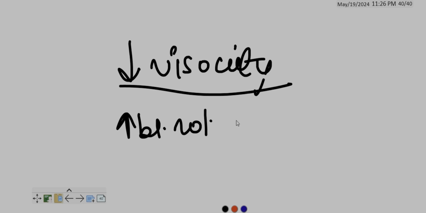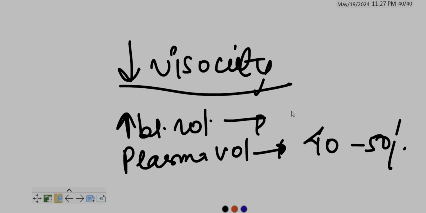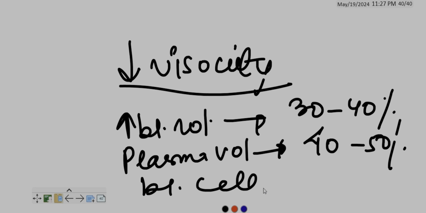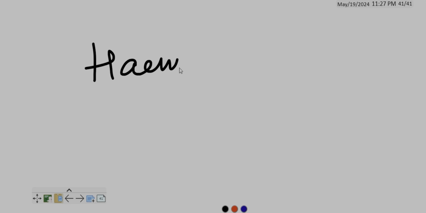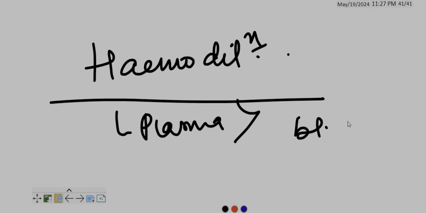The net blood volume increases by how much? The net blood volume increases by 30 to 40%. The plasma volume increases by 40 to 50%, and the RBC volume increases by 20 to 30%. The plasma volume is increased more compared to the blood cell volume. Therefore, there will be decrease in the hematocrit value. There will be hemodilution, which means there is increase in the fluidity of the blood, because plasma is increased more compared to the blood cells.